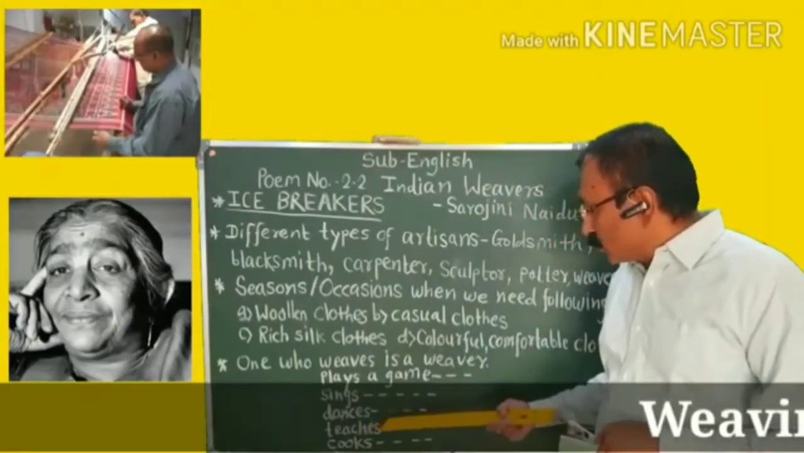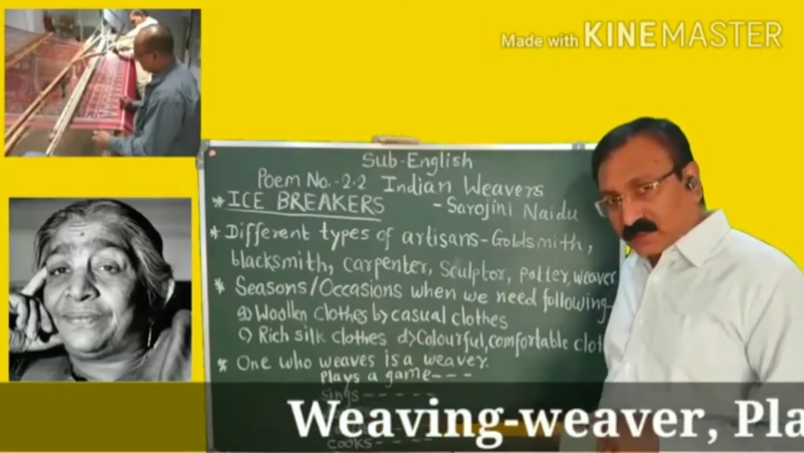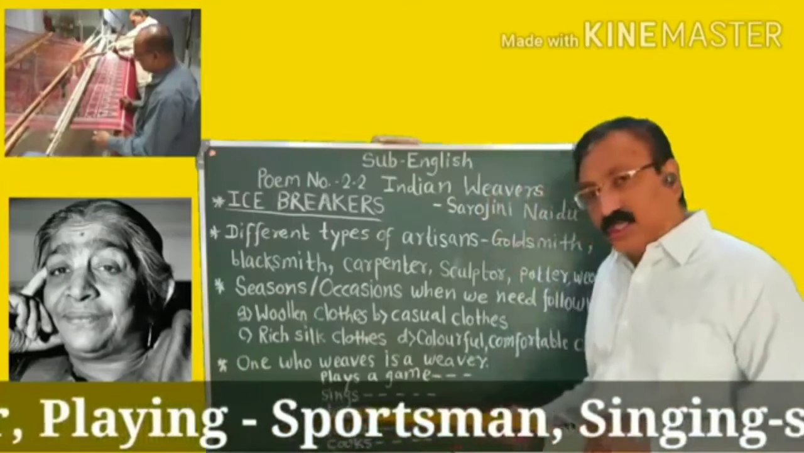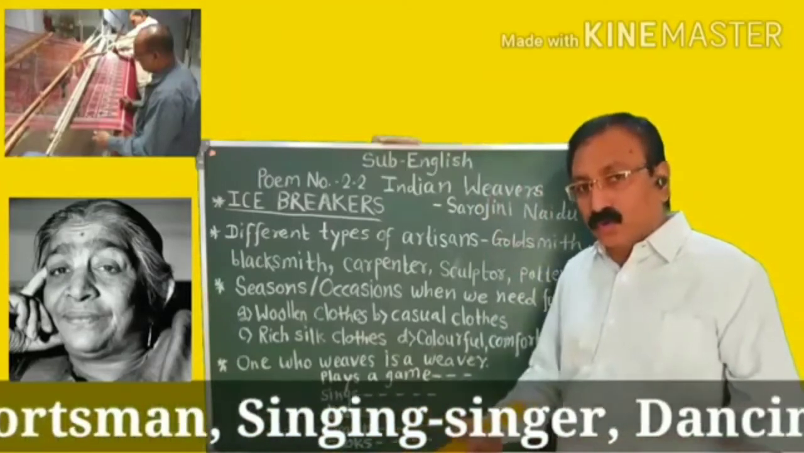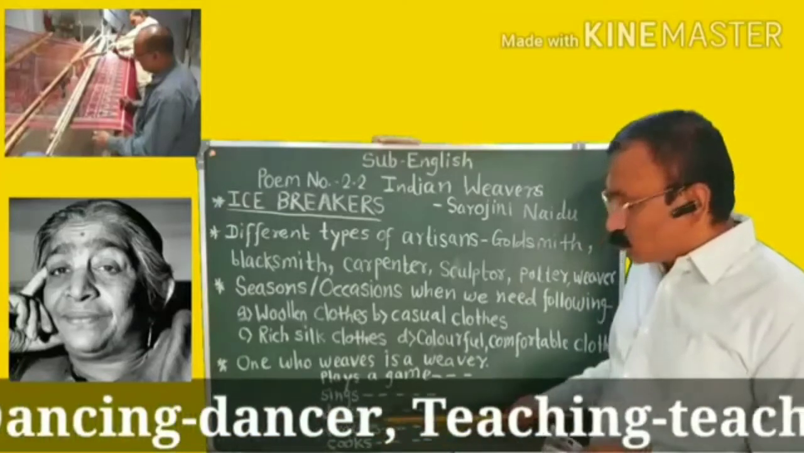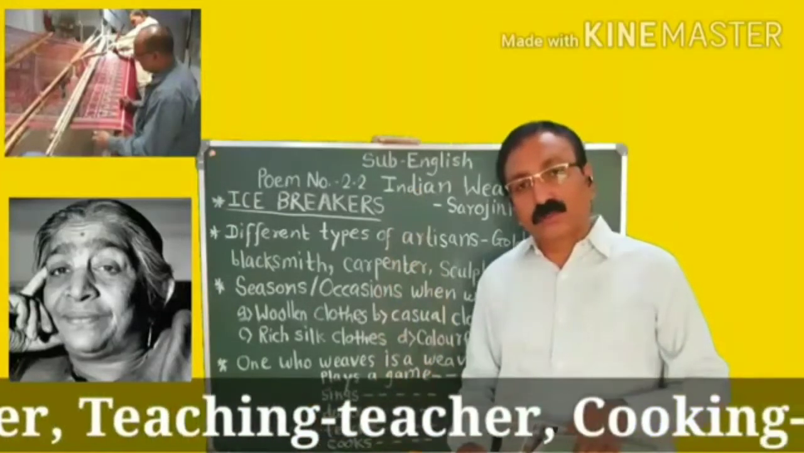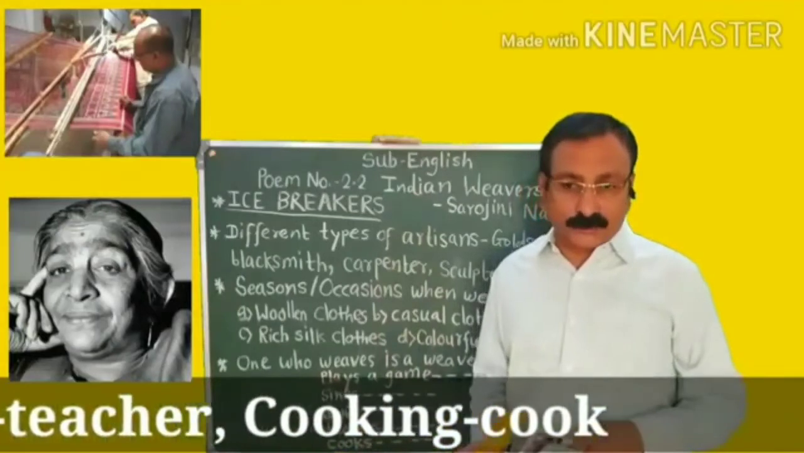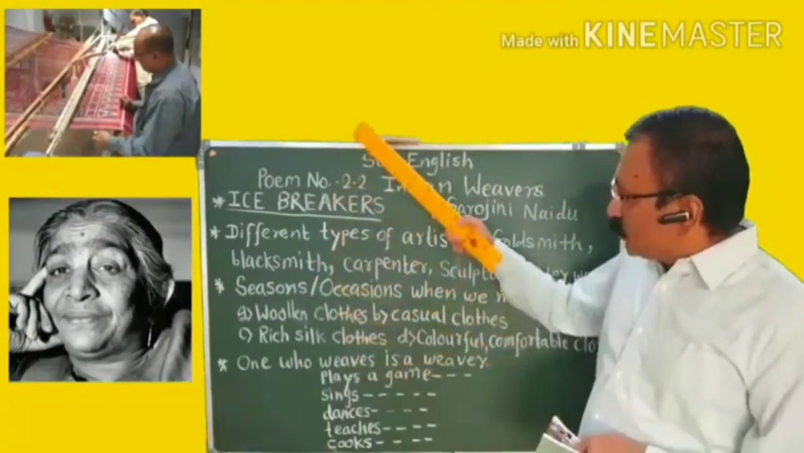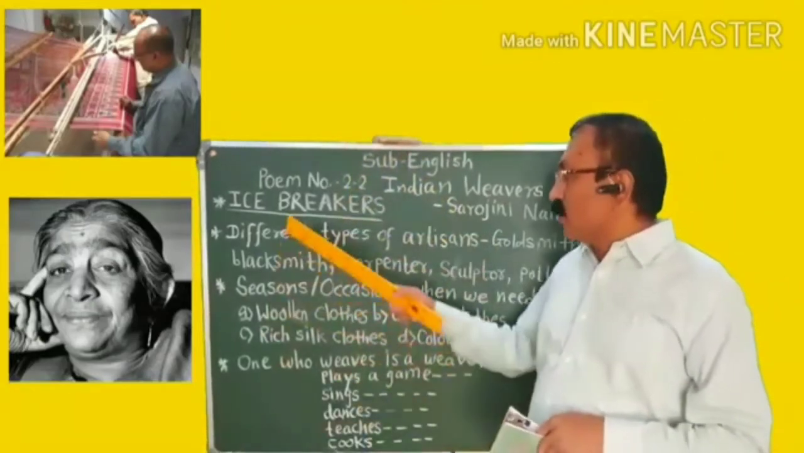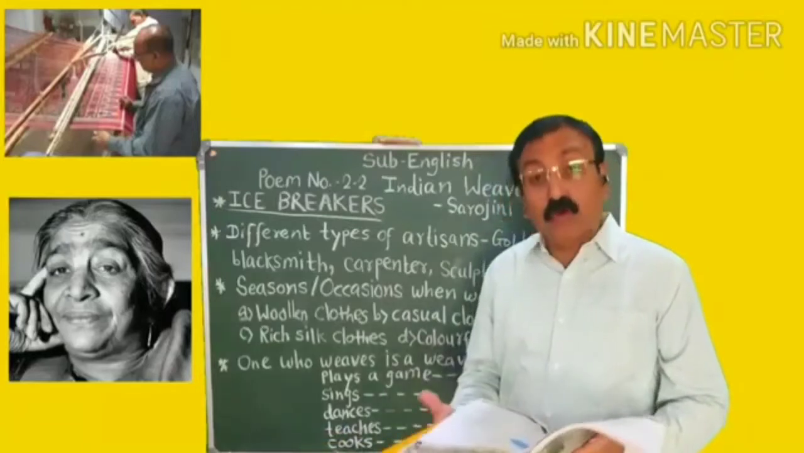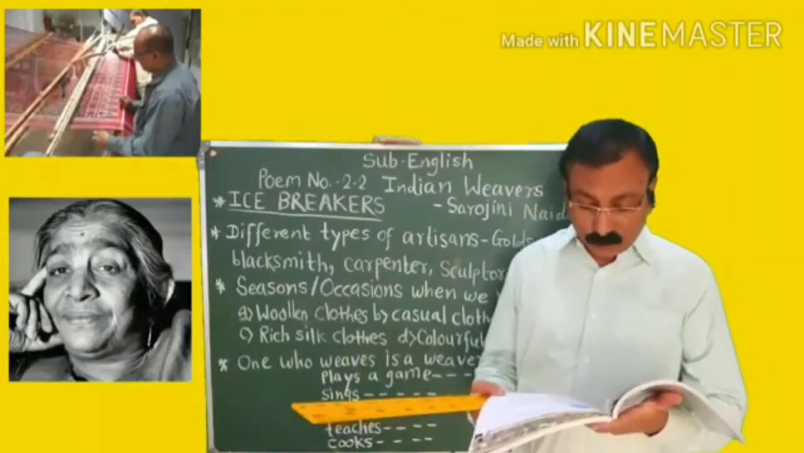One who dances is called a dancer. The next one is one who teaches, as you all know, is called a teacher. And the last one is one who cooks is called a cook or chef. So I have written these three important activities from the icebreaker section. Now let us see the fourth activity from the textbook.